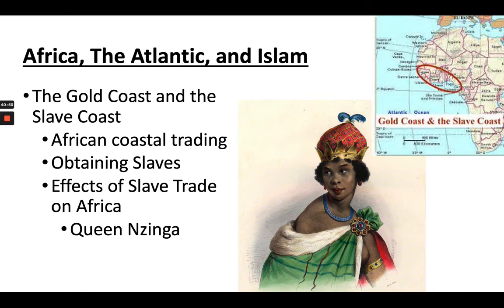So, African governments on the Gold Coast and the Slave Coast were strong enough to make Europeans observe African trading customs. And since Europeans were competing with each other, French versus Portuguese versus Dutch, they are going to be unable to present a single, strong, united bargaining position.